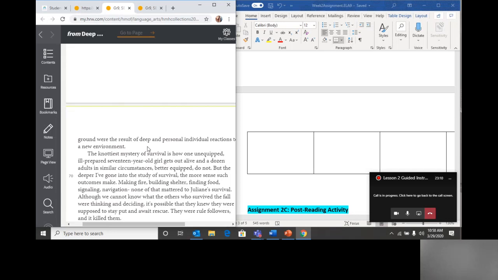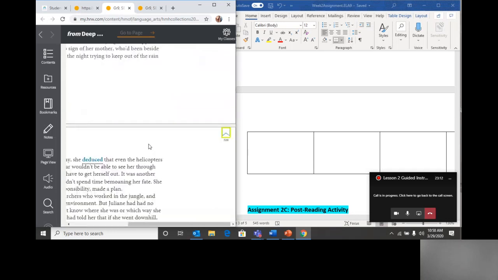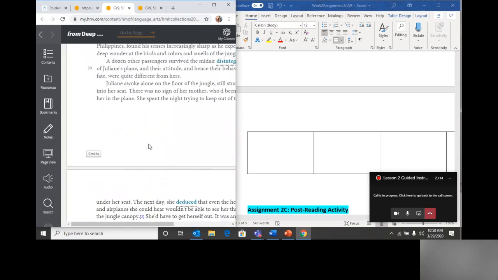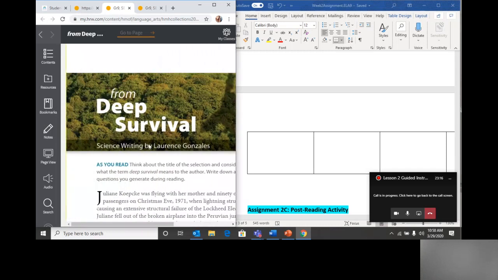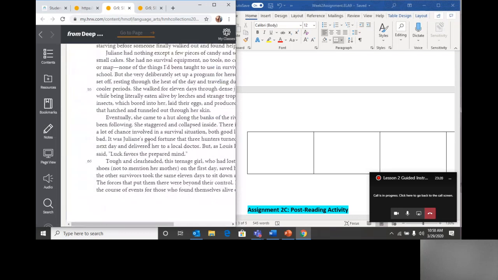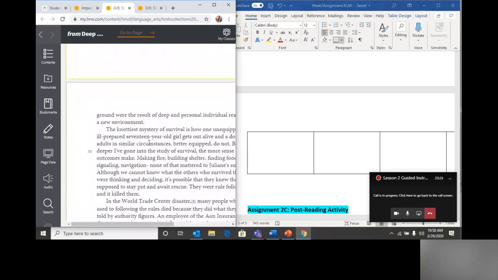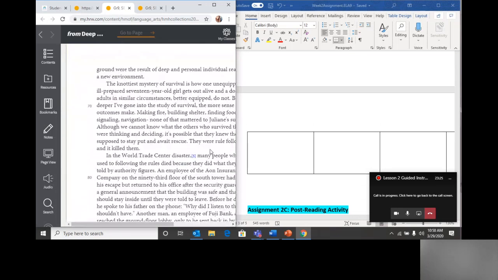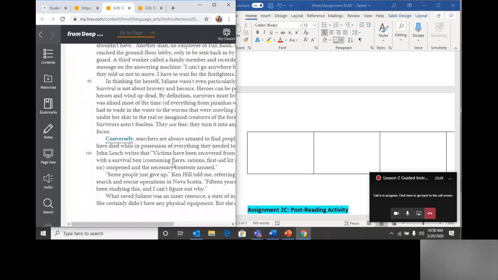So this is telling us the fate of the other 11 people was much different than Julianne's. She was able to live and all of the other ones died, right? I don't really see anything I want to add, so I guess we'll just have these four.